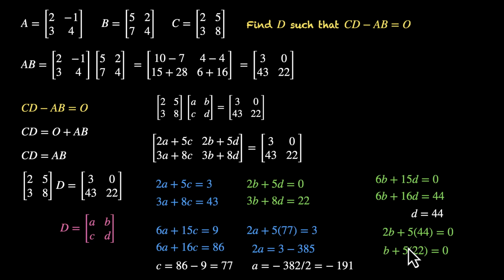We have B equals 5 times 22. 22 times 5 is 110. So B is equal to minus 110. So we have A, B, C, and D, which means we have the matrix D. So D is equal to this 2 by 2 matrix. That's minus 191, minus 110, 77, and 44.